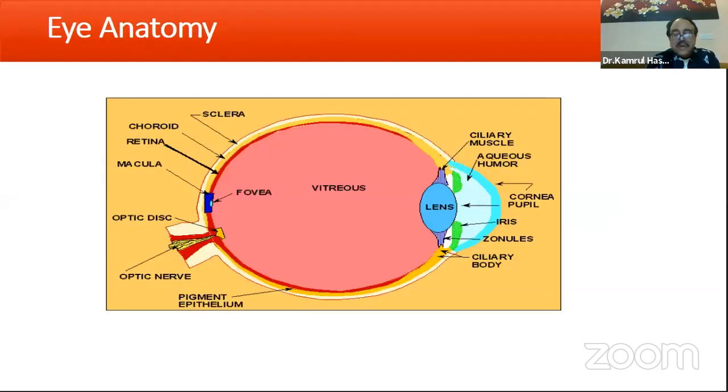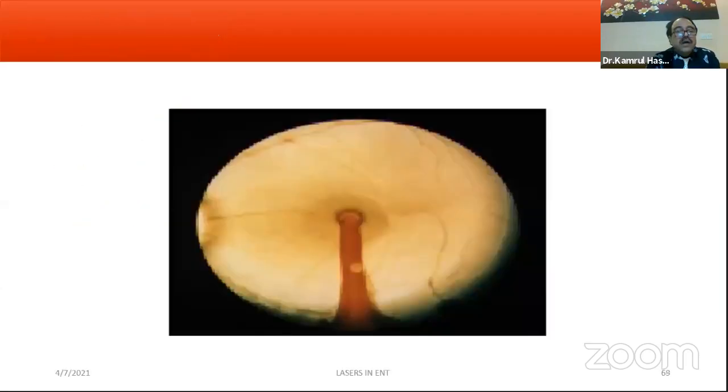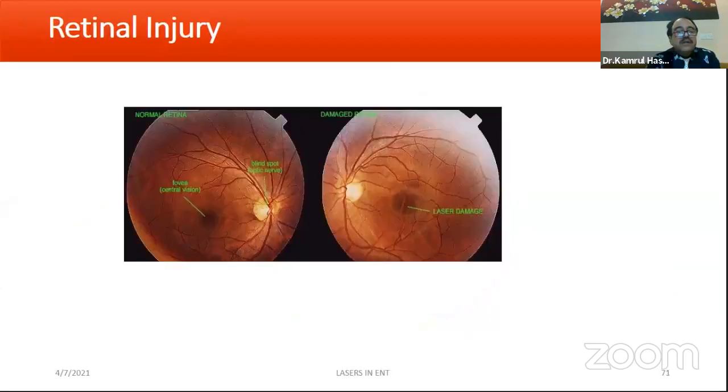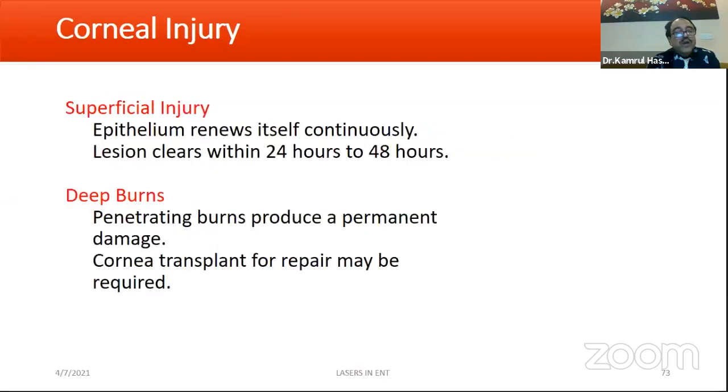What are the injuries? Ear injury, retinal injury, and maybe even blindness, both for the operator and the patient. So you should be very careful in what we are doing. There may be superficial injury, maybe deep burn. Penetrating burn produces permanent damage. So corneal transplant may be required.